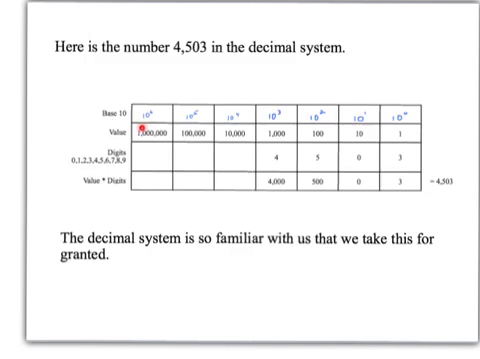When we want to write the decimal number 4503, we say that it has 4 thousands, 5 hundreds, it doesn't have any tens, and it has 3 ones. The total value of each column is put in the last row. If we sum those numbers, you notice we get 4,503. We use the decimal system so much that we take this for granted.